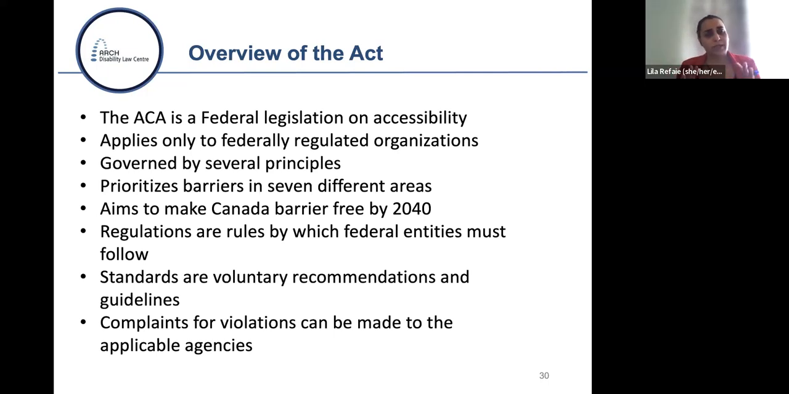So these are really just the important points, or really the main points, I should say, for you to keep in mind as what the Accessible Canada Act is and what it can do and what it cannot do.